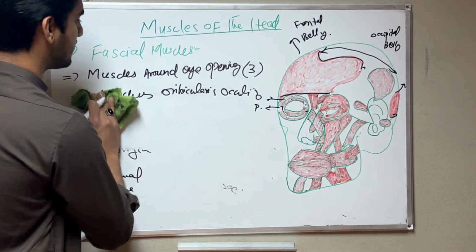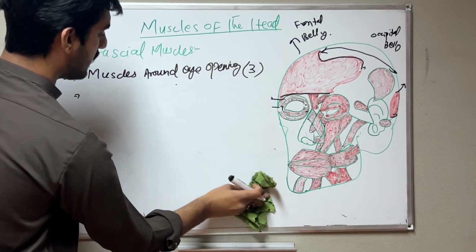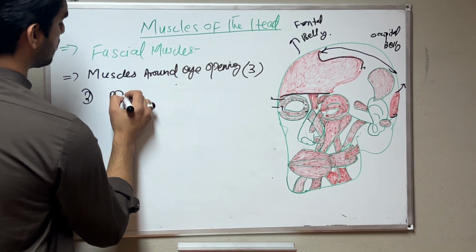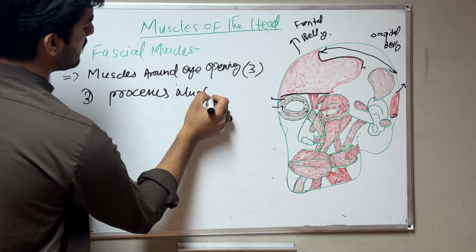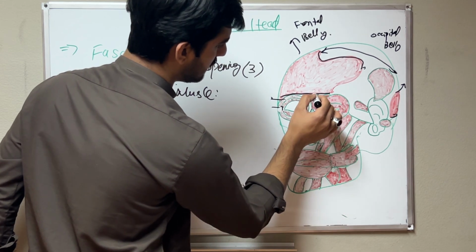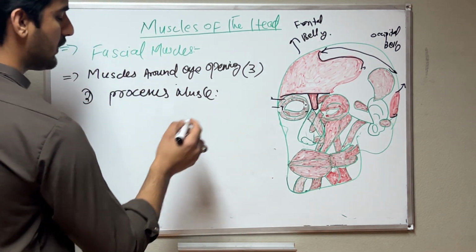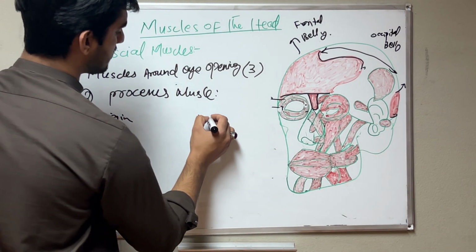Now we have the second muscle, the procerus muscle. I will show where the procerus muscle is. This is the procerus muscle. Now, the origin and insertion of this muscle.